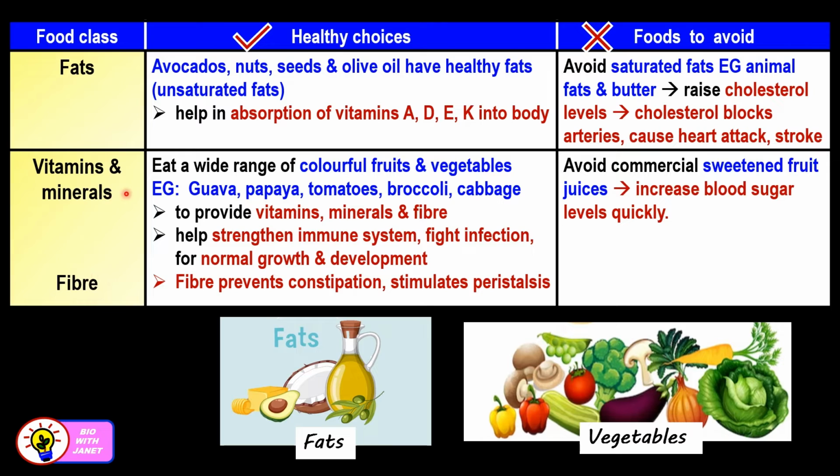Now for vitamins and minerals, healthy choices are the colorful fruits and vegetables, such as guava, papaya, tomatoes. Those are the fruits. And then for vegetables, broccoli, cabbage, carrots, green leafy vegetables, and so forth. So these help to provide vitamins, minerals, and fiber to help fight infection by strengthening the immune system. And for children, it is important for normal growth and development. Fiber also prevents constipation, stimulates peristalsis, lowers the blood cholesterol level, and regulates the blood sugar level, right? So we need to avoid sweetened fruit juices or the commercialized fruit juices that are sweetened, because they contain too much sugar, which is not good for health.